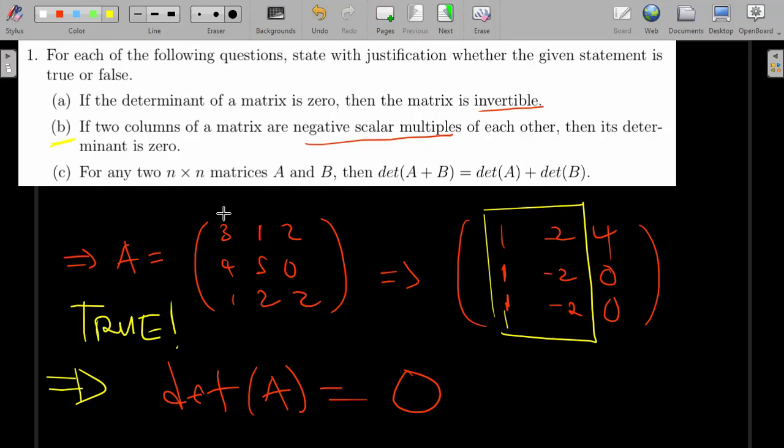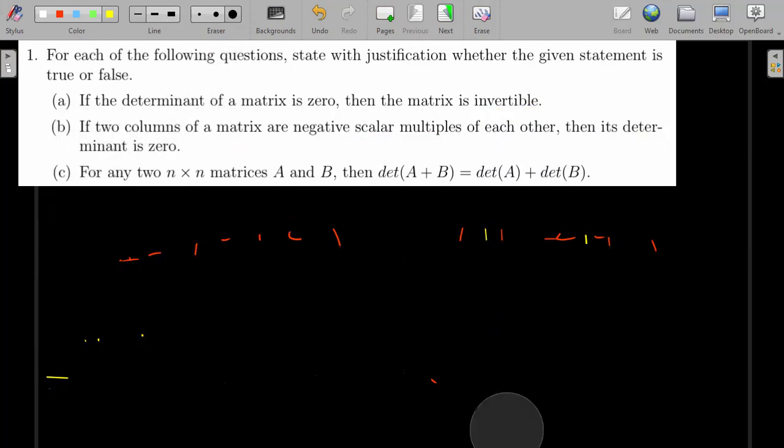Why? Because they've said the columns are multiples of each other. It doesn't matter if they are positive scalar multiples or negative scalar multiples. As long as they're scalar multiples of each other, one of those columns is going to collapse to 0, 0, 0, 0. And if we have one column with all zeros, the determinant of that matrix is simply 0. So that's the explanation on B, and then let's try to look at C.